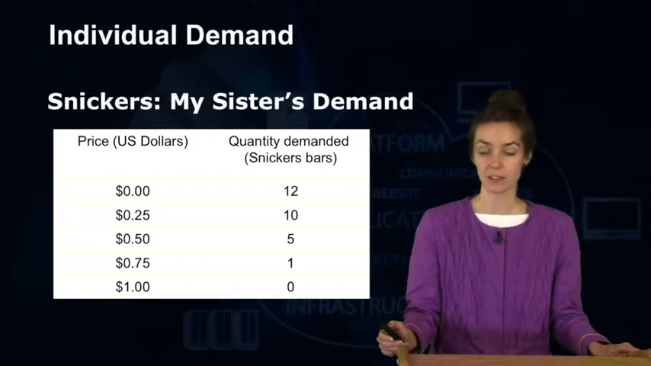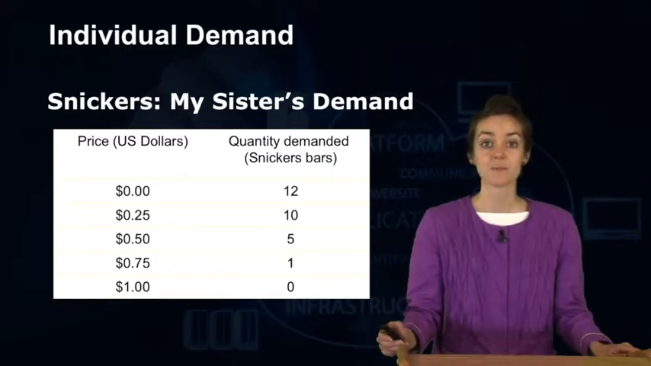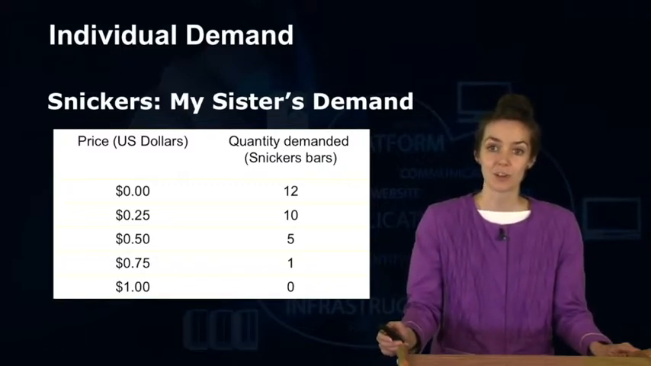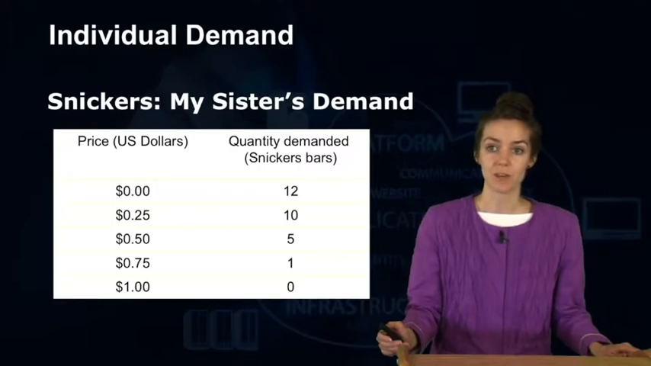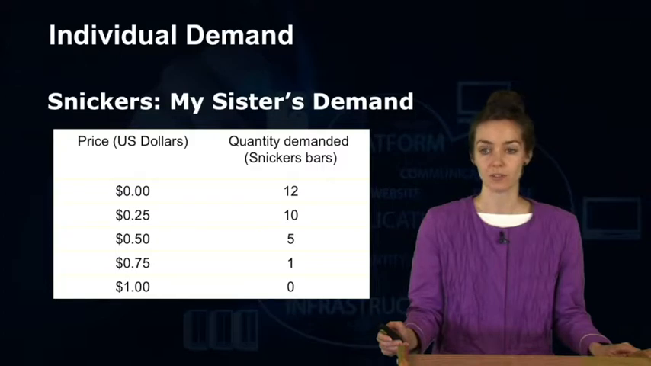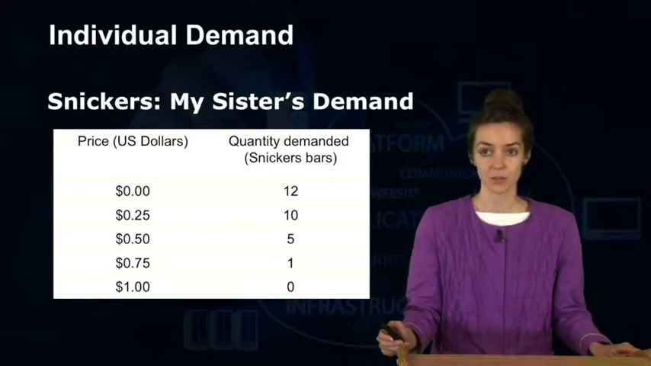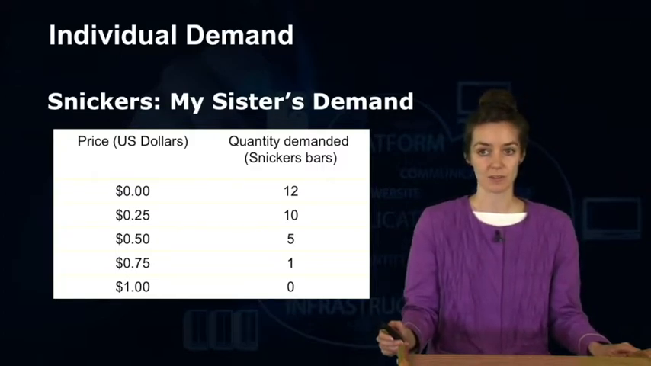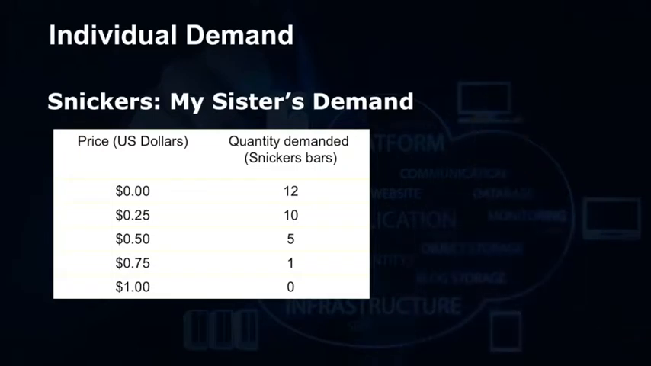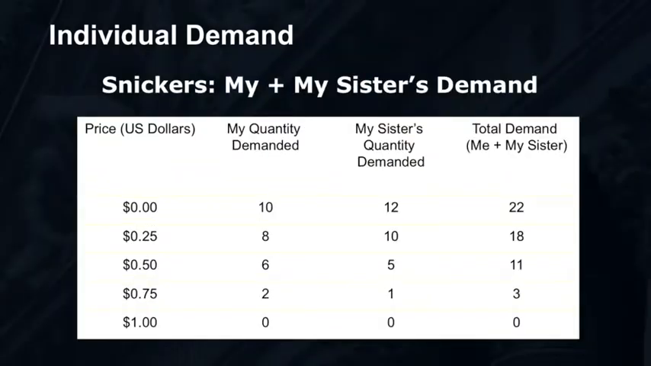Let's take a look at another individual demand curve. This is my sister's demand. So at a price of 0, she demands 12, but as price increases, her demand goes down to 0. So notice that her demand is not the same as mine, and let's compare them side by side. So in the middle two columns, we have my quantity demanded next to my sister's quantity demanded, and notice that they're not the same for each price given.